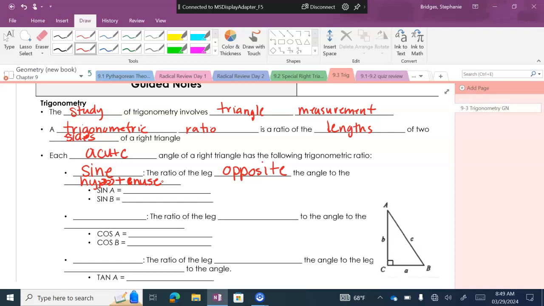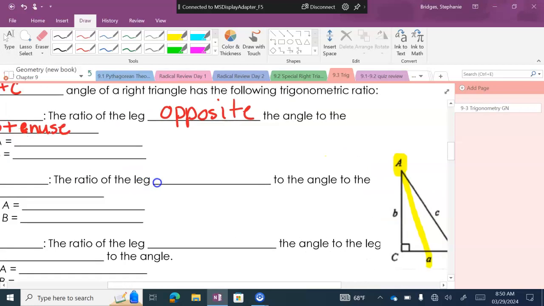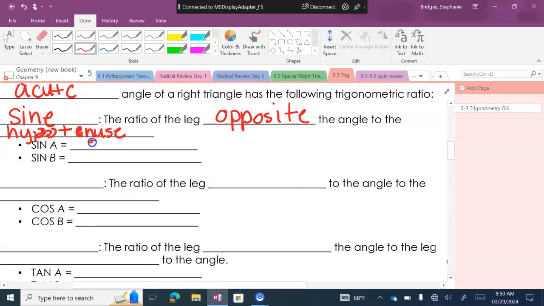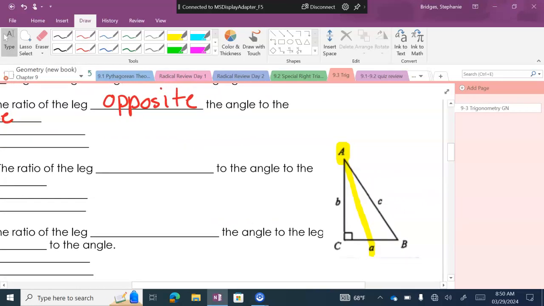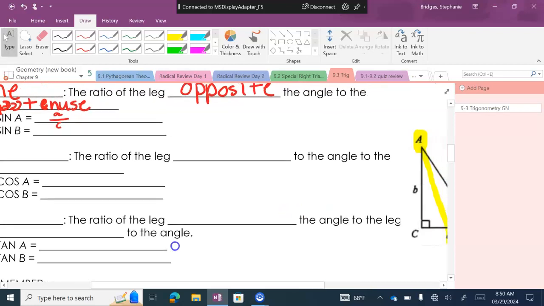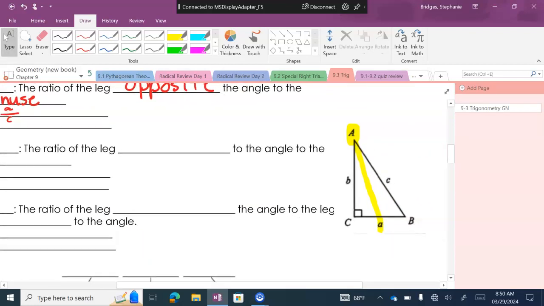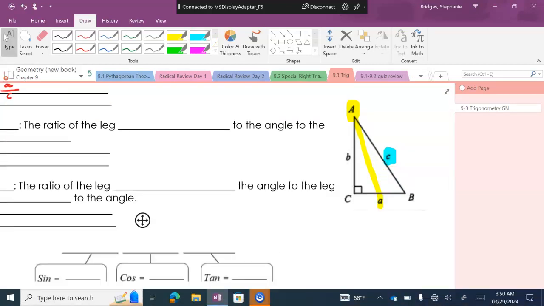All right, so look at angle A in your picture. Does everybody see angle A? We're focusing on this angle. What is the side across from angle A labeled as? A. So the sine of A is going to be a lowercase a over, what is the hypotenuse labeled as? C. So in this picture, the sine of A is the opposite side, which I have highlighted, over the hypotenuse, and the hypotenuse never changes. So sine is the ratio of the opposite leg over the hypotenuse.